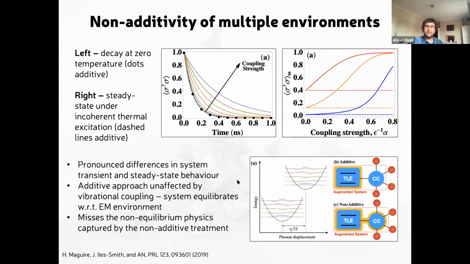On the left-hand side, I'm showing the decay of the two-level system at zero temperature. Now, in the additive case, the phenomenological case, all curves lie on top of each other regardless of the system phonon coupling strength. And so the two-level system just decays in the additive case as if it's not impacted by the vibrations at all, which is clearly not the correct physics because the vibrational overlaps should play a role in how strong the transitions are between the two manifolds. And that is captured by the full non-additive approach.